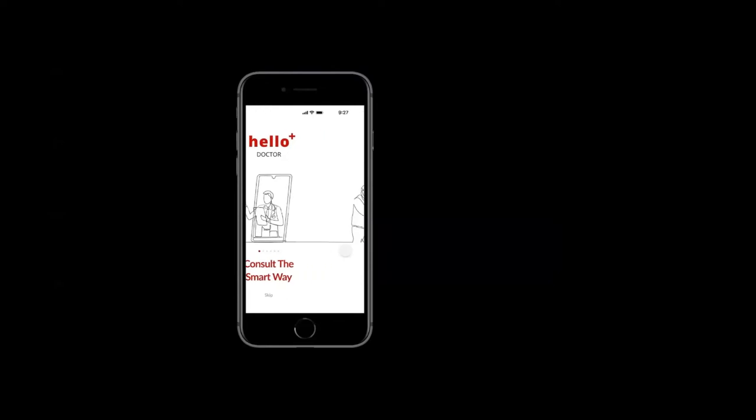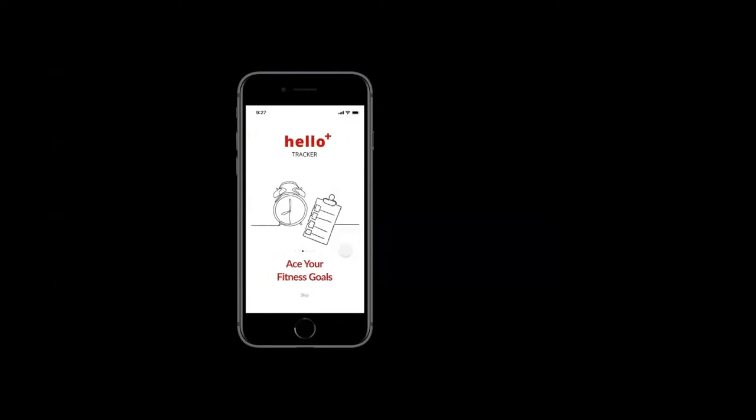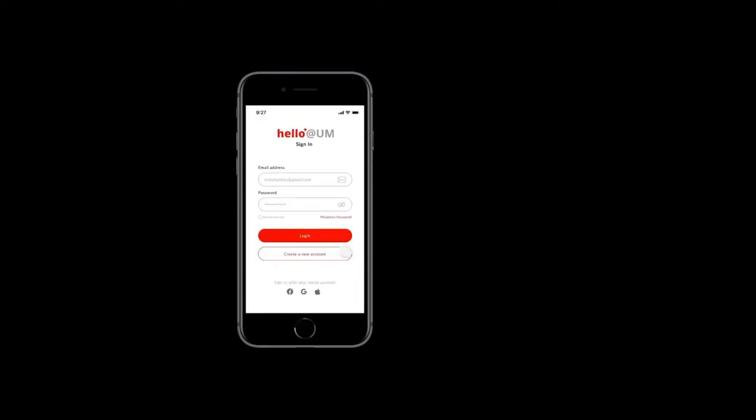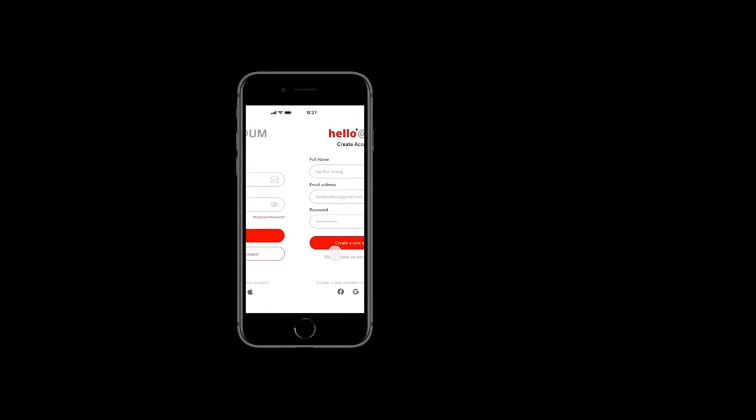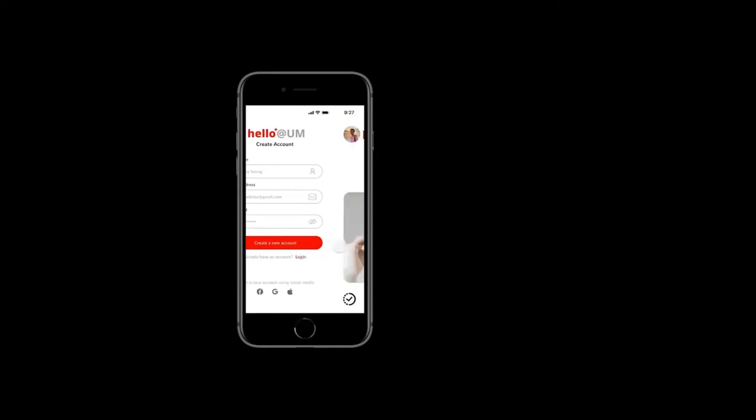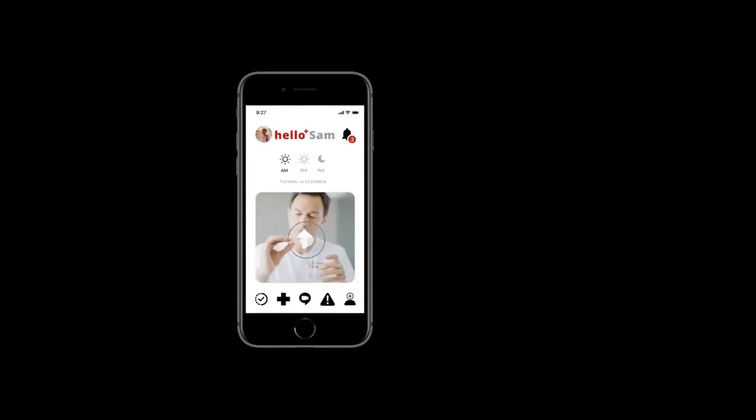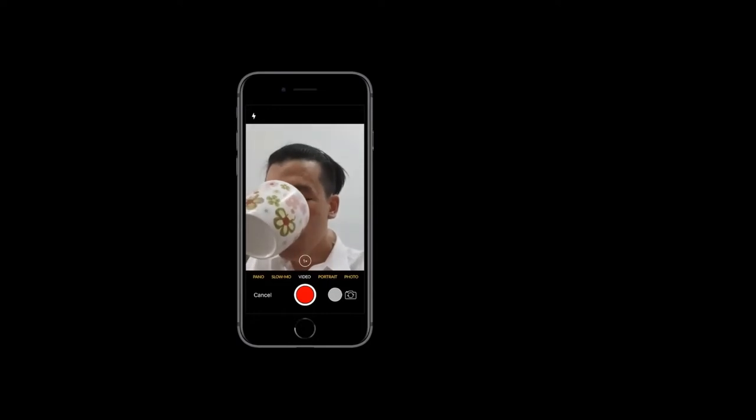So this is the login page, and it demonstrates what the app can do. So this is the login to create a new account. So this is just a sample of what we are intending to do.